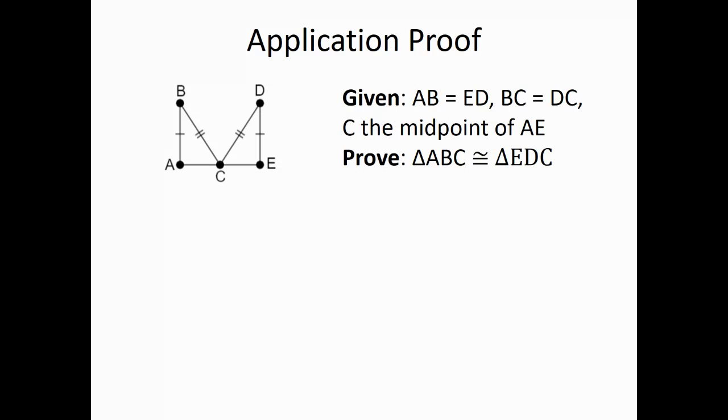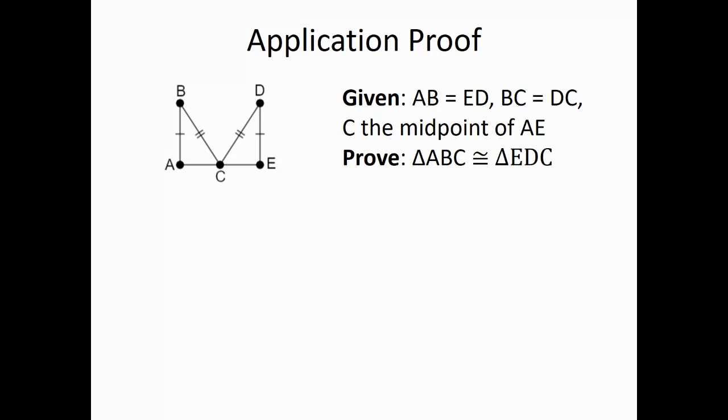That's not something that I explicitly state. I allow the diagram instead to speak for itself. So we assume then that the path from A to C to E is straight because it does look that way. And what we're given then is that AB is equal to ED as marked. We're given that BC is equal to DC as marked. And then we're also given that C is the midpoint of AE. And we wish to prove that triangle ABC is congruent to triangle EDC.